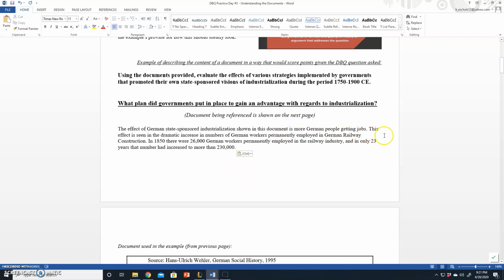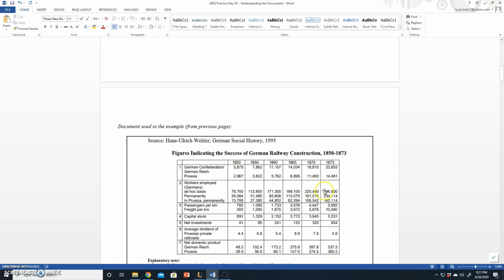More people are getting jobs. This effect is seen in the dramatic increase in numbers of German workers permanently employed in this construction. And then I give you specifics. Again, I'm not quoting. A lot of kids think that maybe this is a quote, but I'm making reference to what this document is saying. In 1850, there's 26,000, and then a few years later, we move up to around 230,000 in 23 years. So I'm giving you some numbers from this.